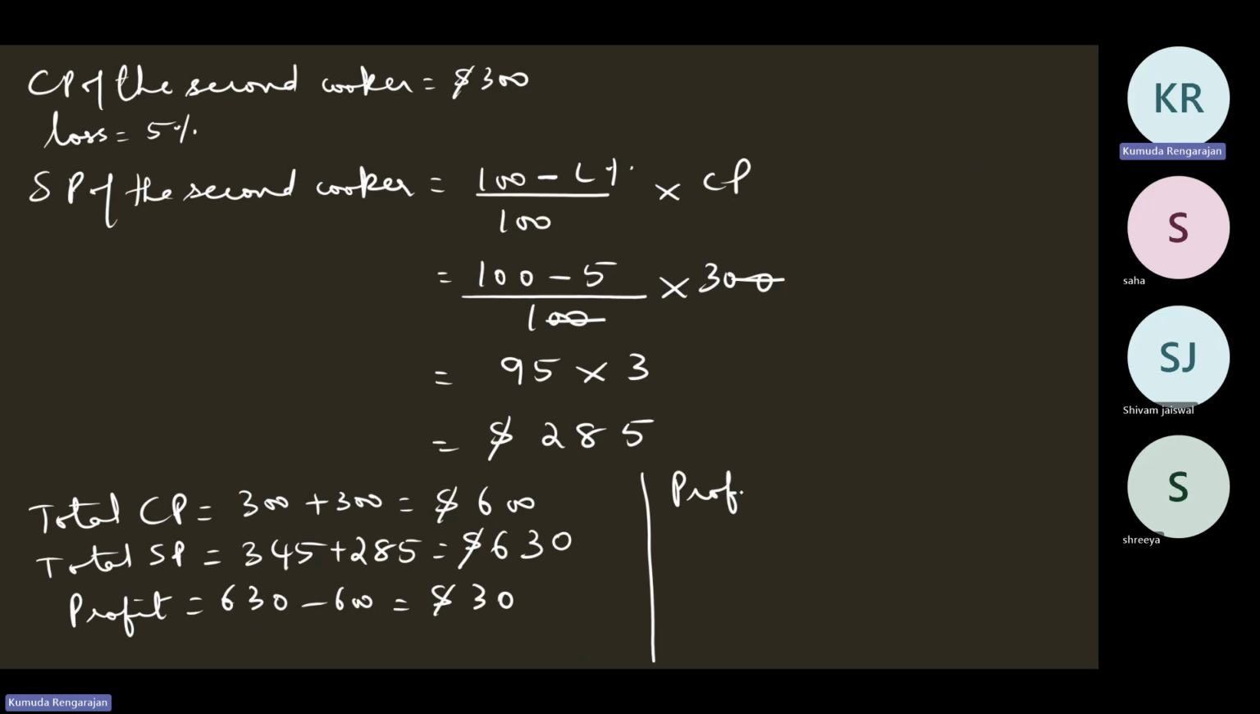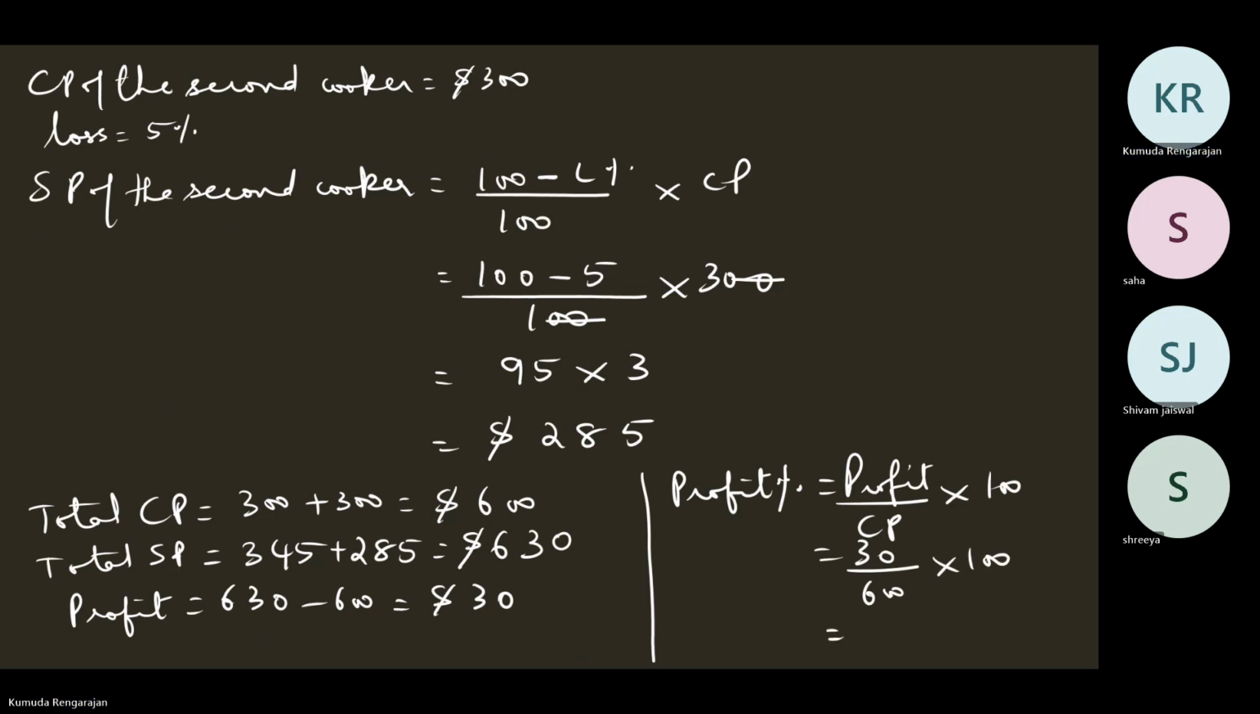And the profit percentage is equal to profit, $30, by CP. I should write the formula: profit by CP into 100. 30 by CP, 600, into 100. So zeros get cancelled. 30 by 6, 5%.